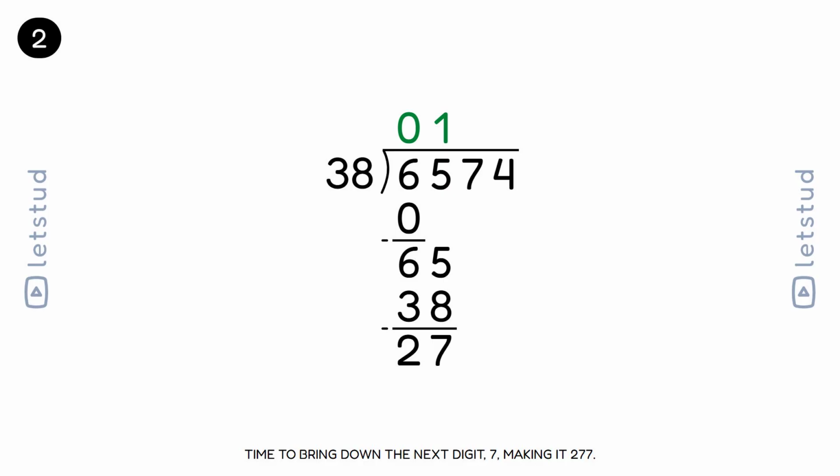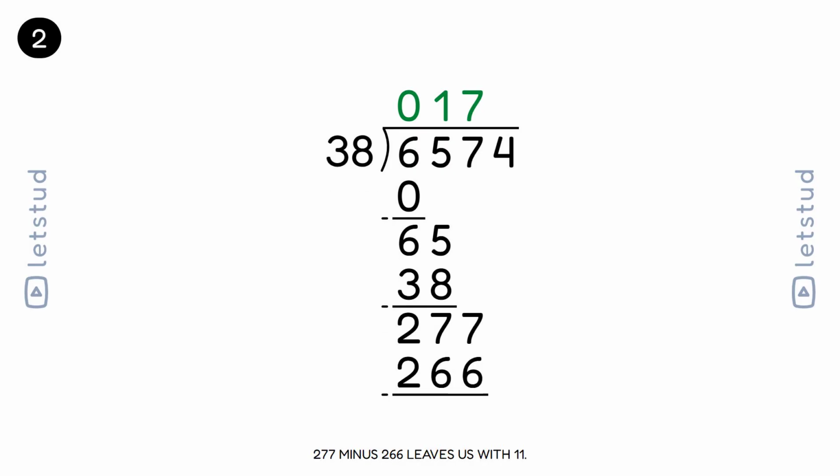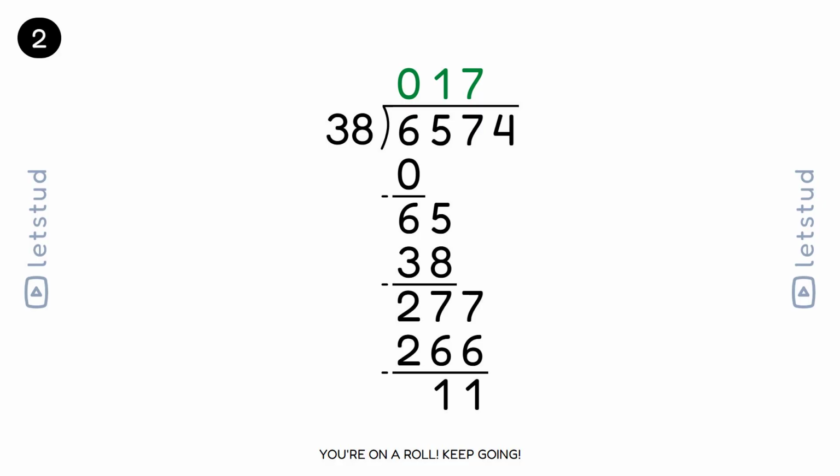Time to bring down the next digit, 7, making it 277. How many 38s in 277? 38 fits into 277 7 times. 7 times 38 is 266. 277 minus 266 leaves us with 11. You're on a roll, keep going.